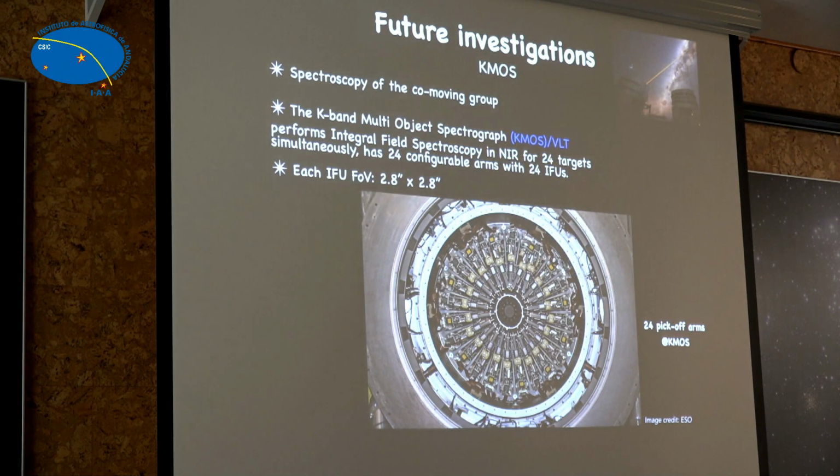Another observation that we are going to do this year is spectroscopy with KMOS. So we were interested to see what is the nature of the co-moving stars that we discovered. And for this reason, it's nice to have the spectrum of these sources. We want to use KMOS, which is a K-band multi-object spectrograph. It has integral field spectroscopy in the near infrared. And it has 24 arms that you can see here, the distribution of these different 24 arms. And also it has 24 IFUs. And we can, at the same time, have 24 spectra of the region of our study.